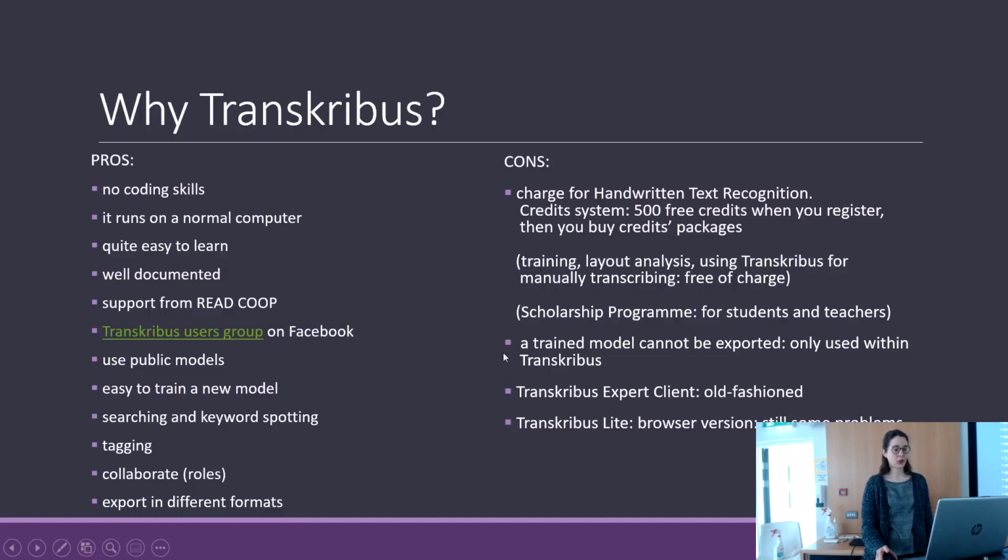Another problem is that a trained model cannot be exported and can be used only within Transkribus. So when we train a model, I can make it public, or I can share it with other users in Transkribus, but I cannot export the data of the training model. For me it's not a big problem, because I don't know what I can do with this data, but for example, the other option, Scriptorium, enables you to export the data and maybe apply them in another machine, with another program.